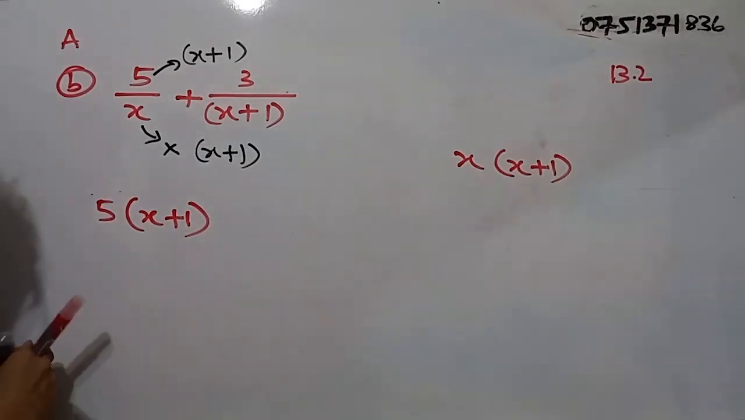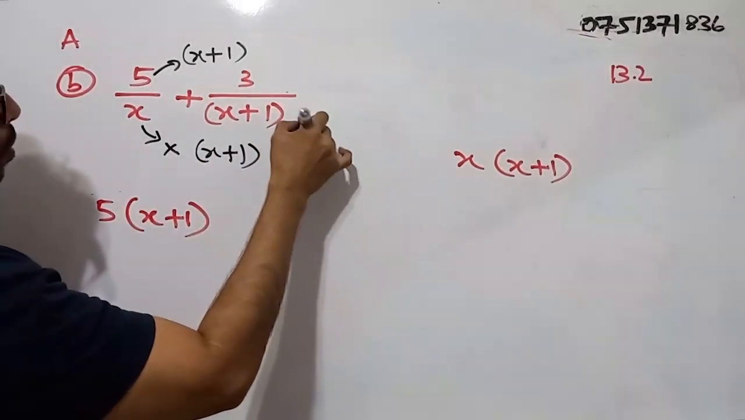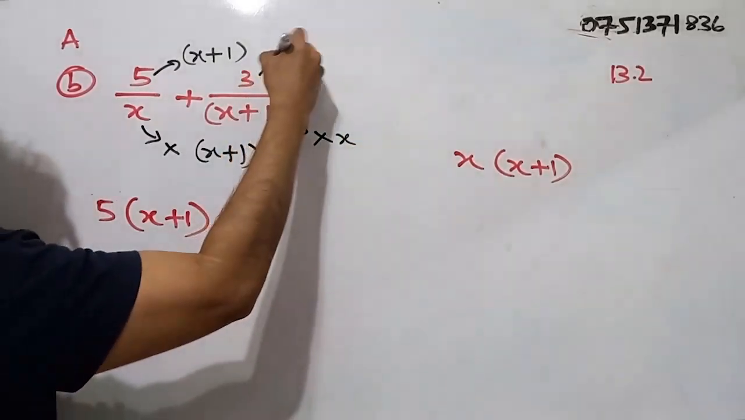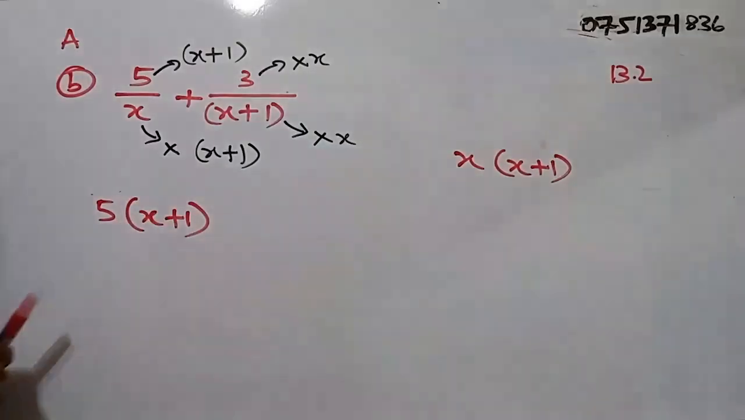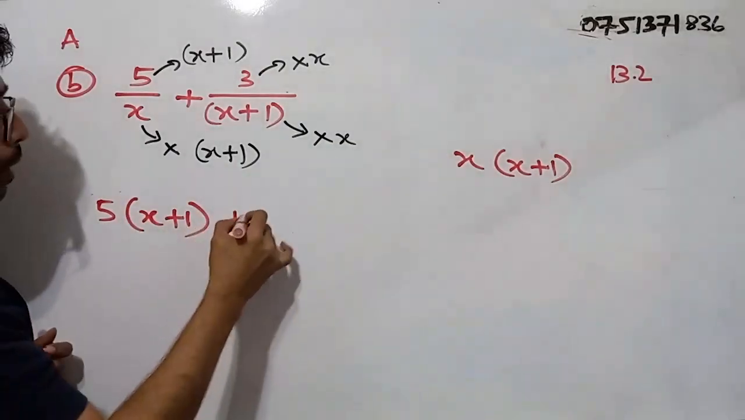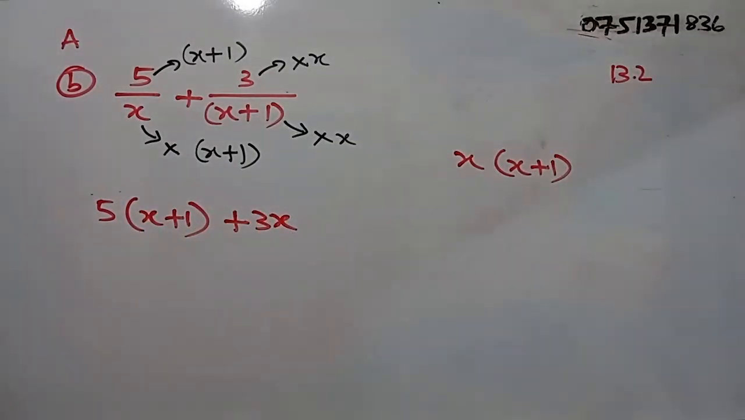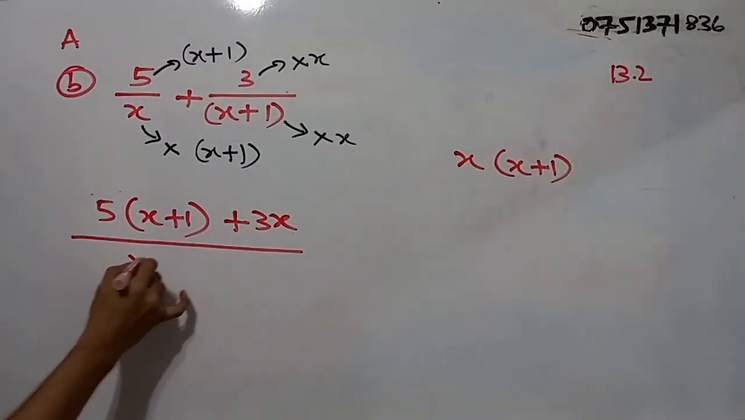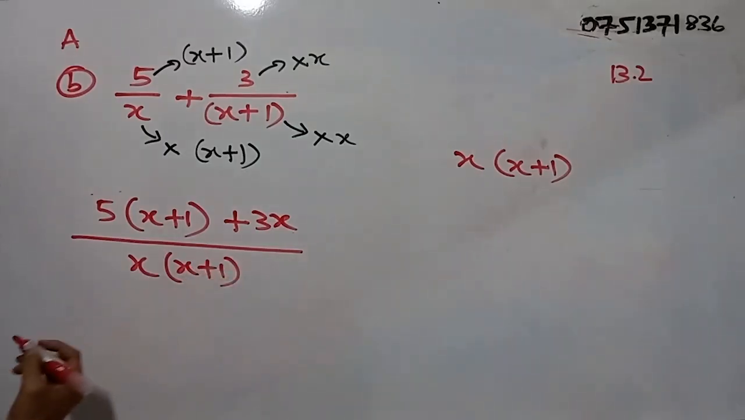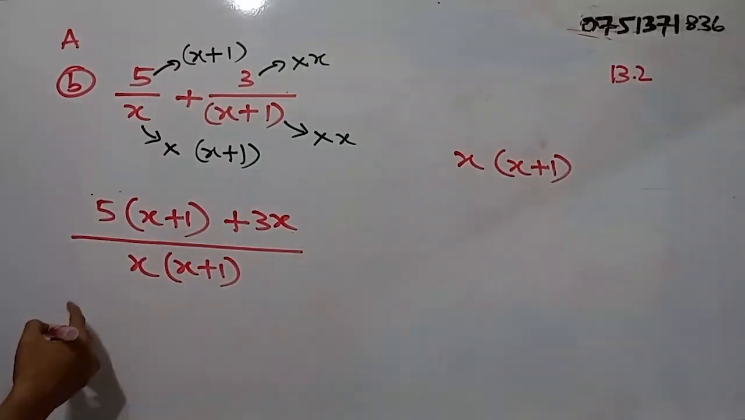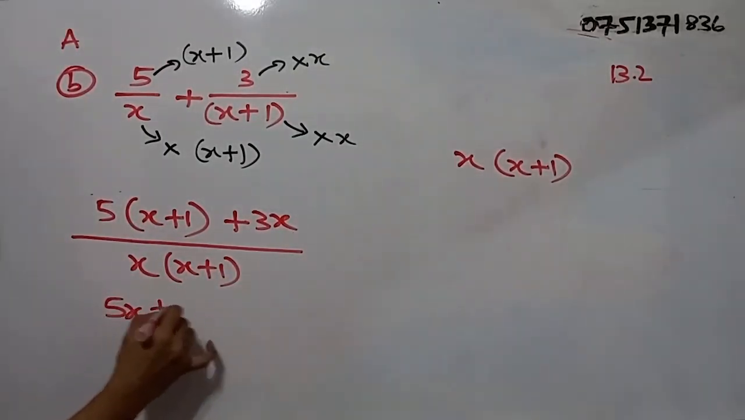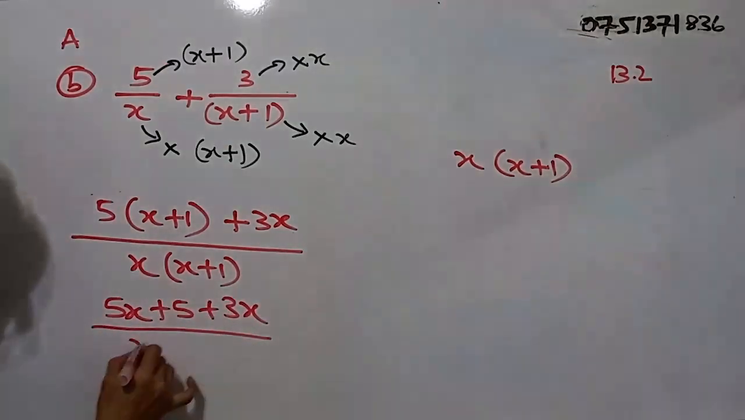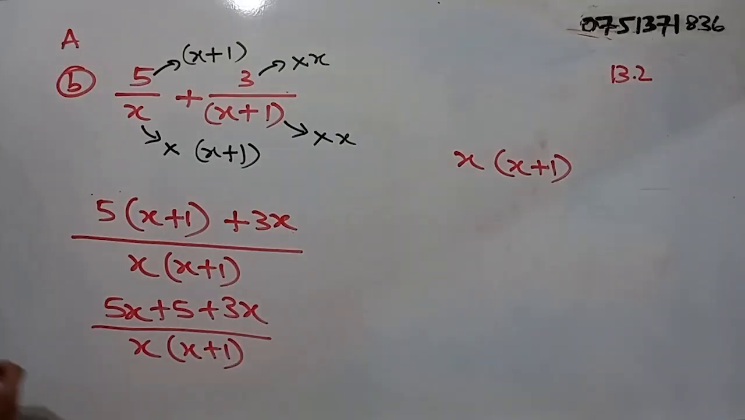The second fraction, right? So there we need to multiply this by what? We need to multiply that by x. So we need to multiply the numerator by x as well. Okay. So plus 3x, right? Now this entire expression must be divided by what? x into x plus 1. So now we can simplify this bracket. So what do we get? 5x plus 5 plus 3x. Entire expression divided by x into x plus 1.